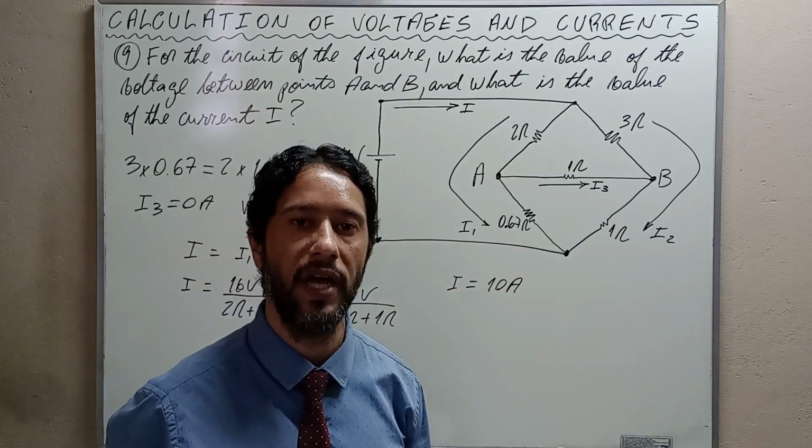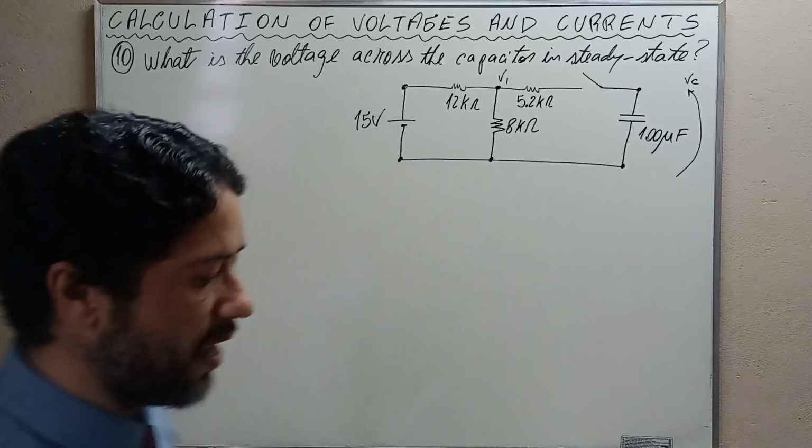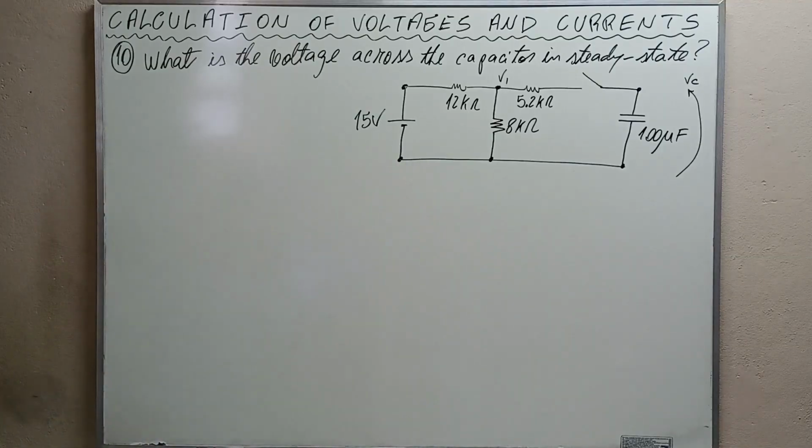Let's go to exercise number 10. Exercise number 10, in the circuit shown in the figure, the capacitor is initially discharged. After the switch is closed, what will be the voltage across the capacitor once the circuit reaches steady state conditions? This is the question. Let's go to the solution.